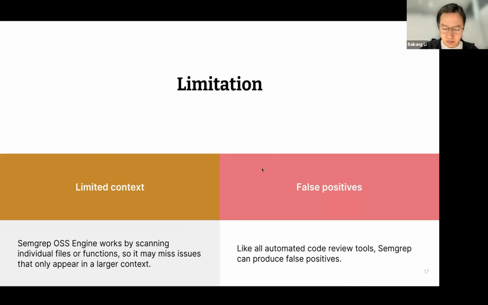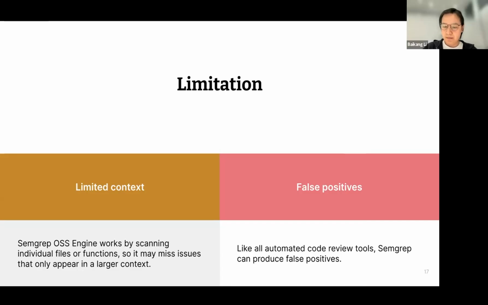And the second problem of Semgrep is false positives. As with all SAST tools like Semgrep, they will produce false positives because they are not really running the code. They just analyze the code, and they don't know whether this code is running or not. So that is another limitation of Semgrep.